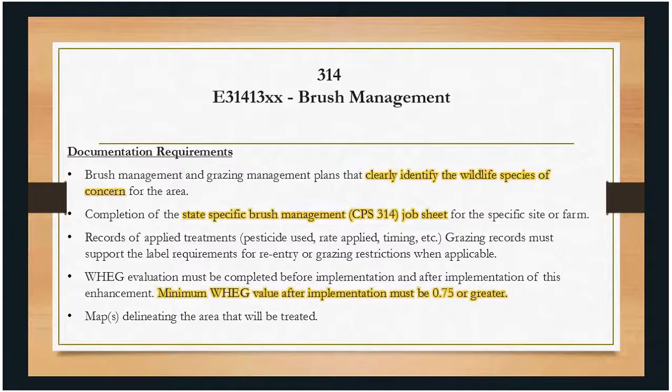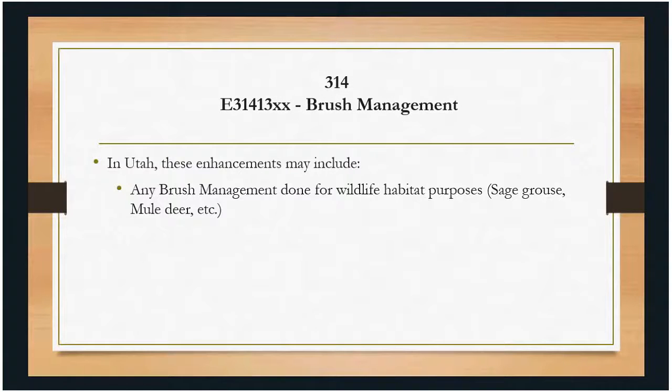You'll be using the brush management spec sheet with all the basic stuff that you do there, and you have to show us the WEG in the documentation. So yeah, like I said, in Utah, any brush management practice that is done for wildlife habitat purposes, for sage grouse, for mule deer, so anything that kills a juniper tree could probably fit in this enhancement.